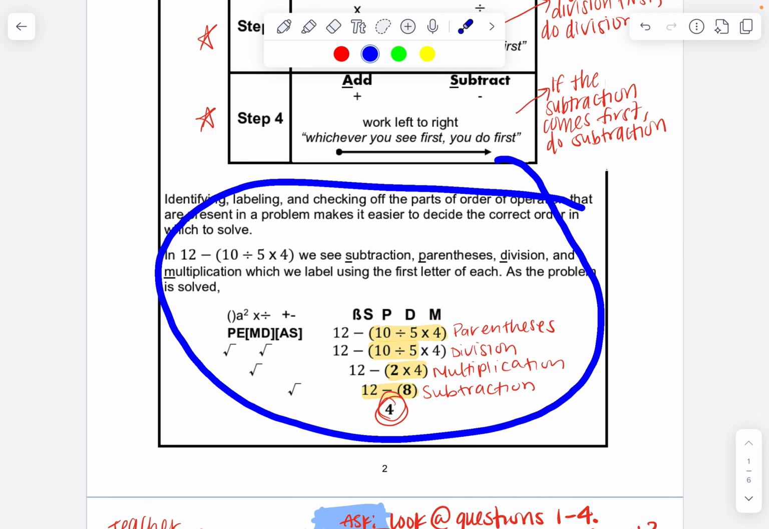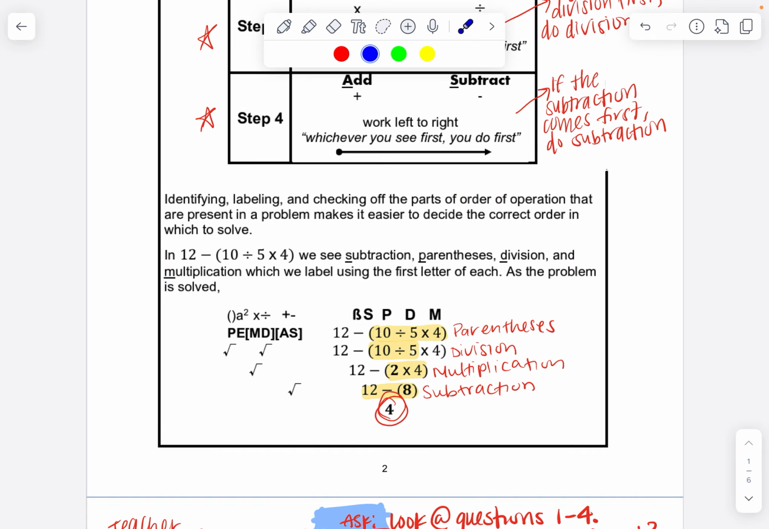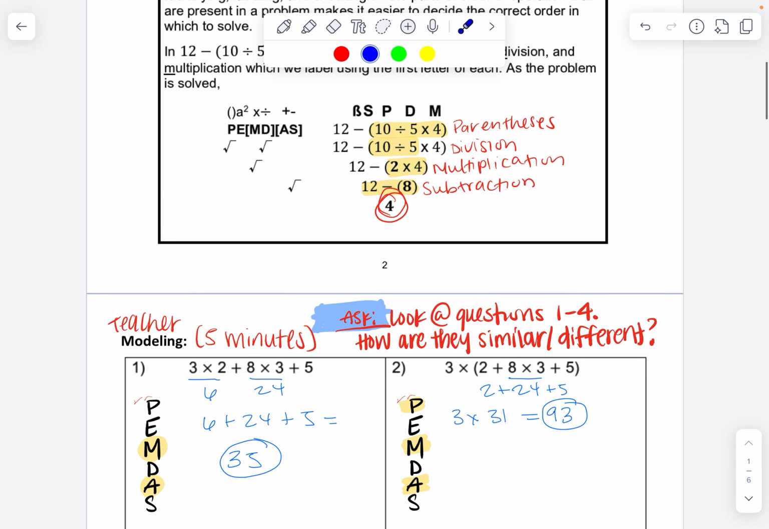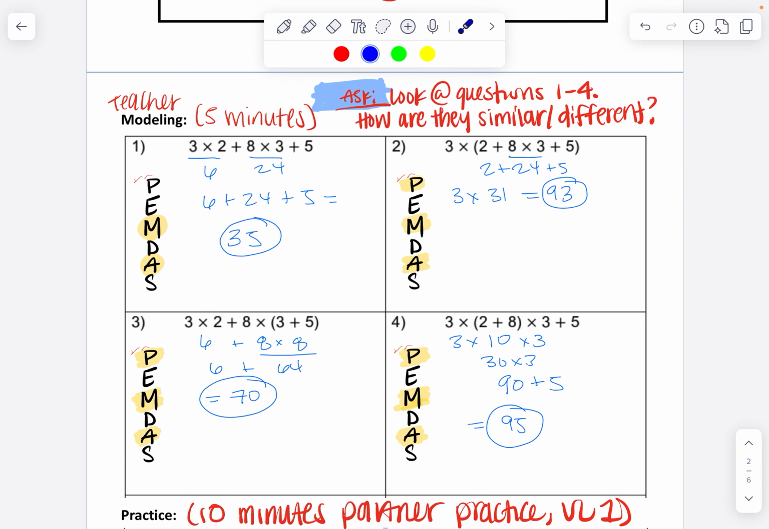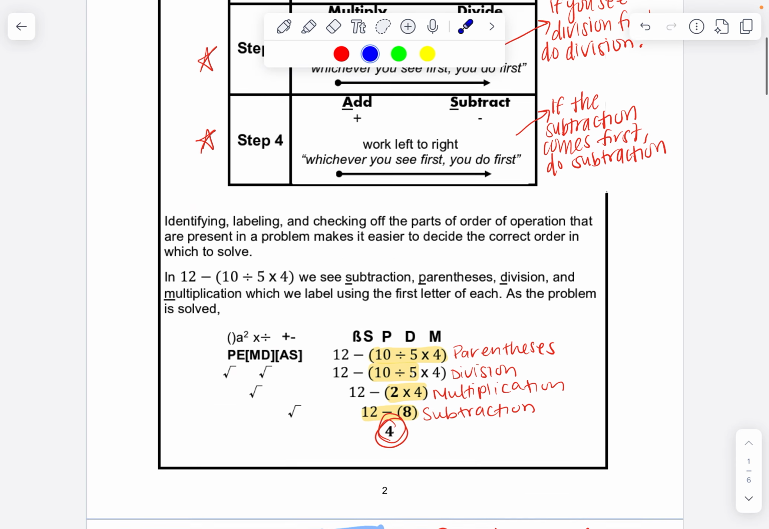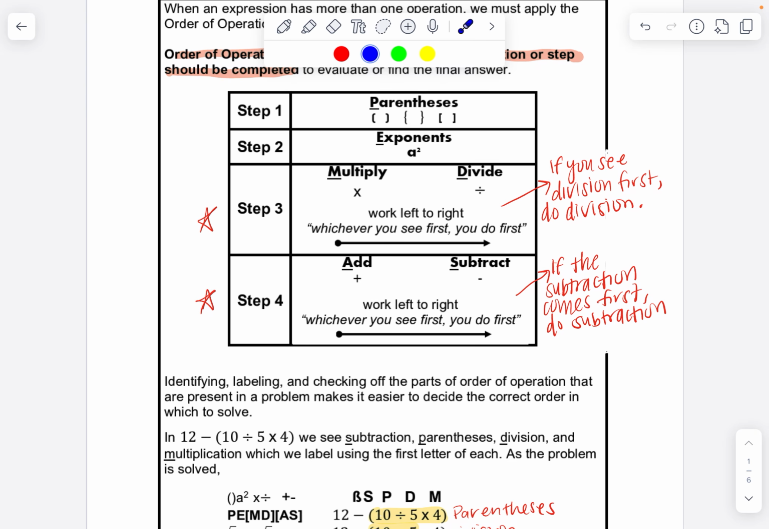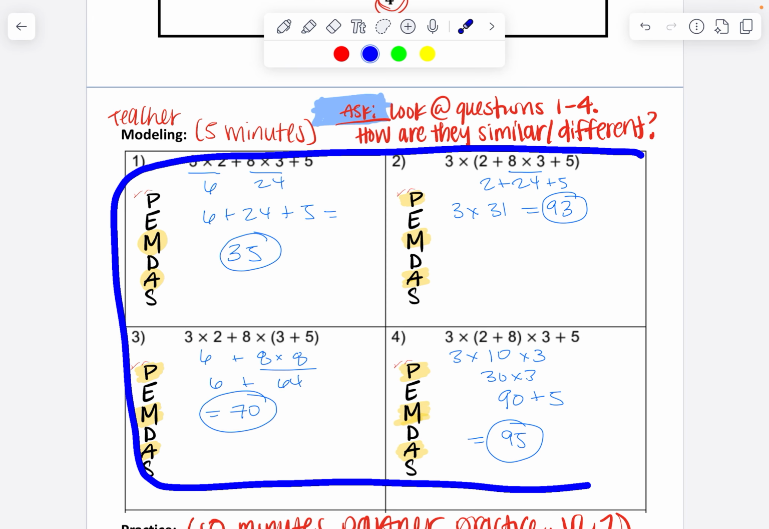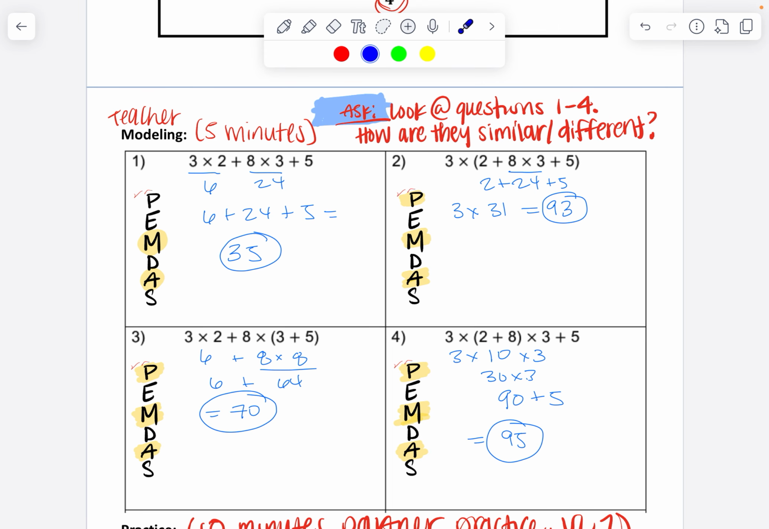So here's an example, but it's already done for us, so we're not going to present this to students. We are going to jump into our teacher model of these 4 questions. The first thing that you want to ask students is, based on the mini lesson that I've just given you above around process and order of operations, look at questions 1 through 4 and talk to your buddies. How are these questions similar and how are they different?